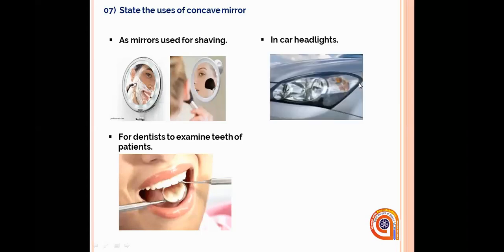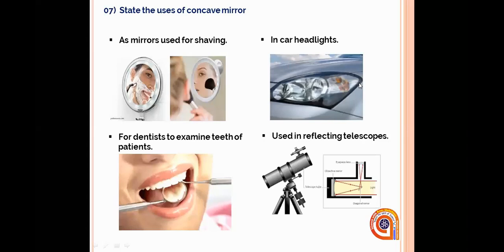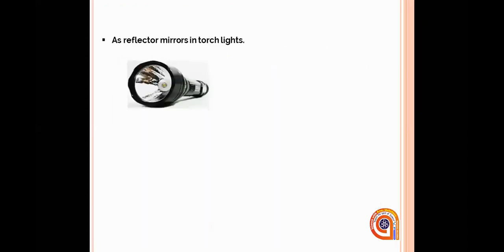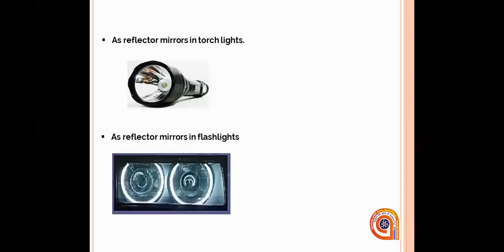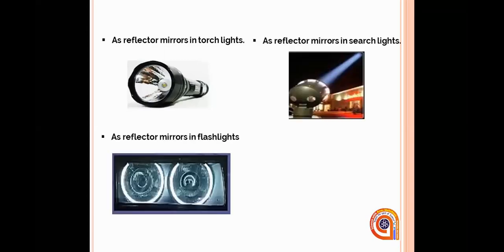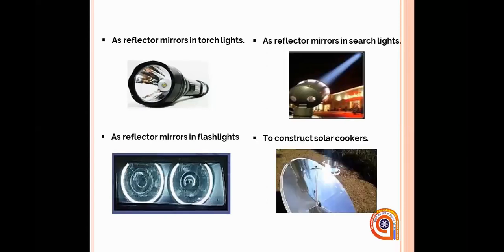And in car headlights, headlights of the cars also, and used in reflecting telescopes. Telescopes, the reflecting surfaces used are concave mirrors. As reflector mirrors in torchlights, flashlights you could have touched up with, right? As reflector mirrors in torchlights also we are using, and then as reflector mirrors in flashlights, searchlights, spotlights, and also to construct solar cookers. To make burning mirrors also we are using these concave mirrors. So let me take the next one.